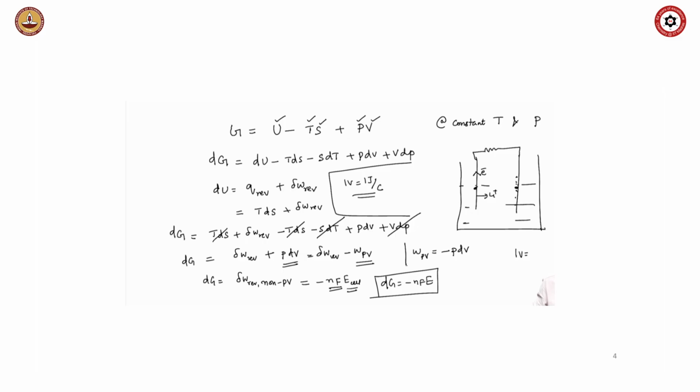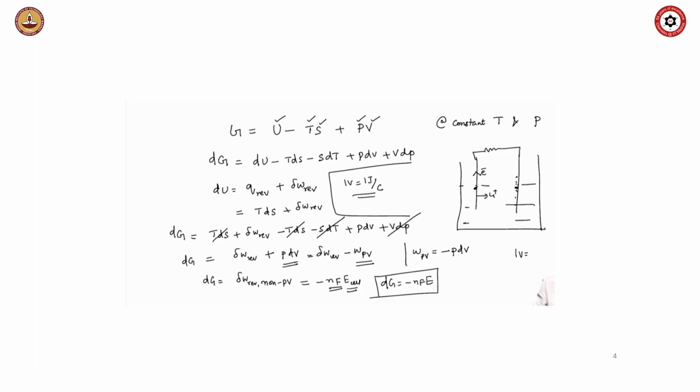But I use the first law of thermodynamics, which says dU is the amount of heat added plus the amount of work done, the sum of these two. I know from the second law of thermodynamics that Q reversible is TdS. I substitute it, and then I can cancel these two terms, correct? Now I am left with only these terms.